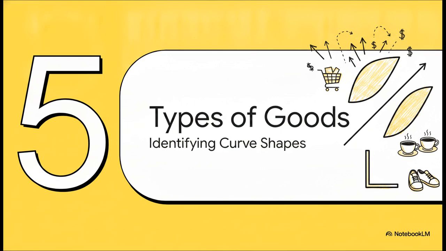Moving right along to part 5, substitutes, complements, and inferior goods. Let's decode those curve shapes. You can instantly spot the relationship between goods just by the shape of the curve. For perfect substitutes, say choosing between two identical brands of plain black pens, your MRS is constant. You trade them one for one forever, which gives you straight-line indifference curves. But perfect complements, like a left shoe and a right shoe, you need exact ratios. An extra left shoe without a right one gives you zero extra utility, creating these really rigid L-shaped curves.